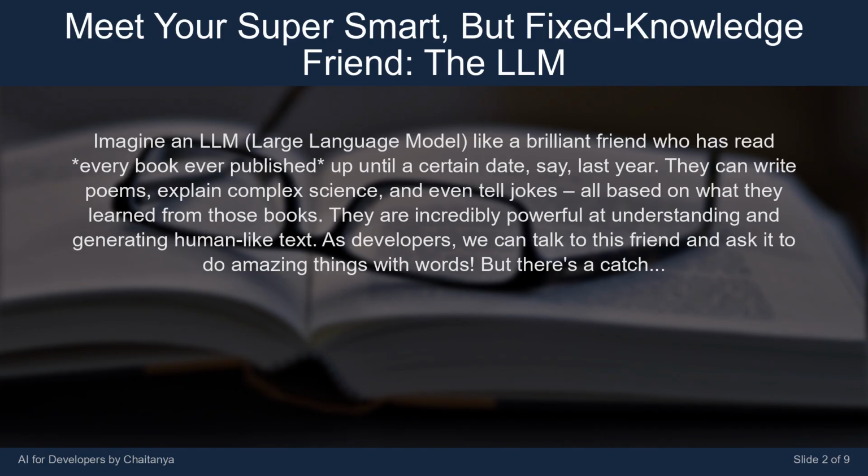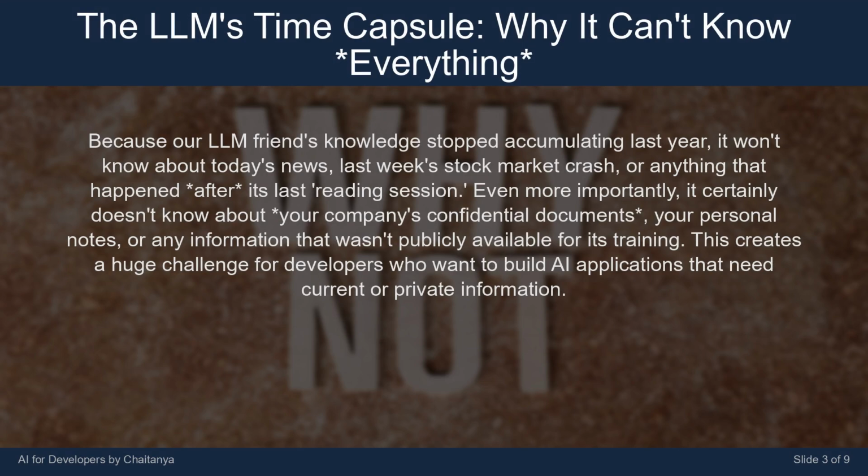But there's a catch. Because our LLM friend's knowledge stopped accumulating last year, it won't know about today's news, last week's stock market crash, or anything that happened after its last reading session. Even more importantly, it certainly doesn't know about your company's confidential documents, your personal notes, or any information that wasn't publicly available for its training. This creates a huge challenge for developers who want to build AI applications that need current or private information.